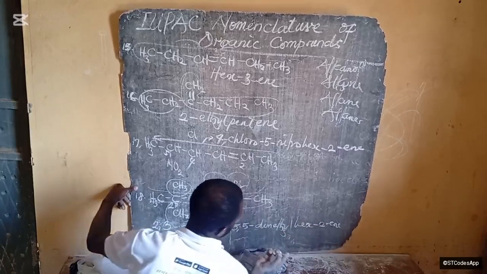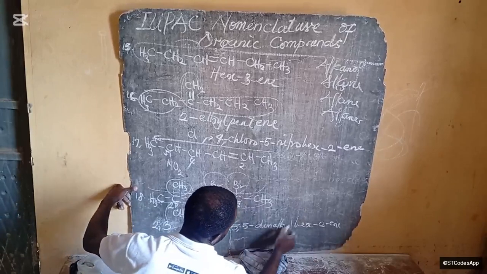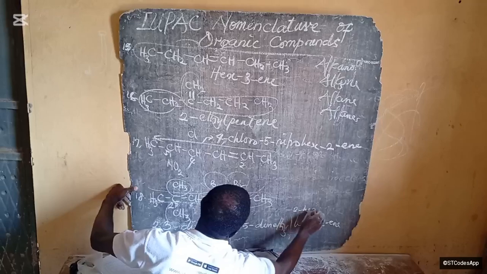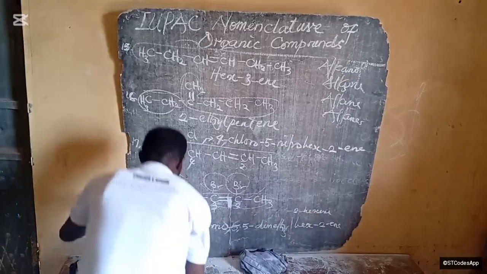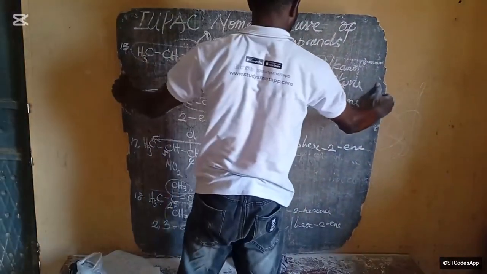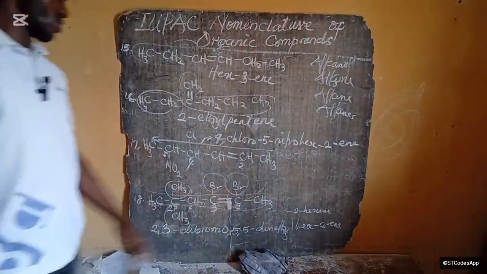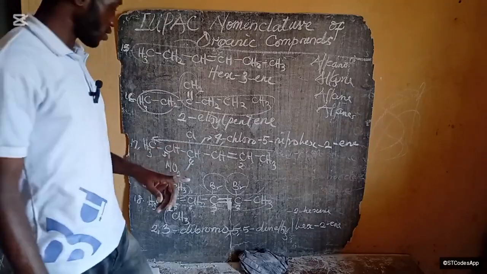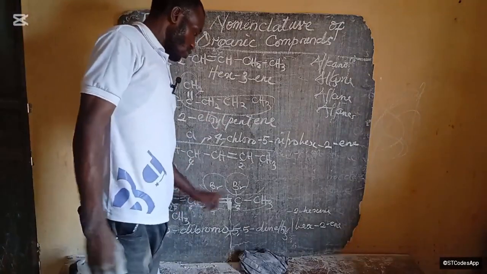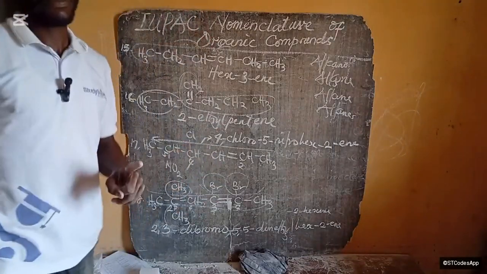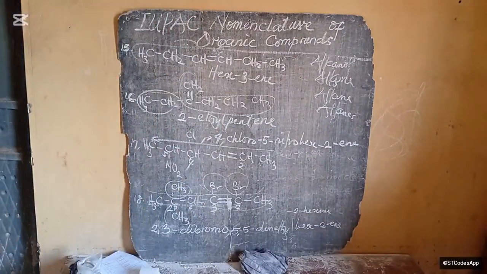Now, there's another way you can name this. You can also say dimethyl-2-hexene, just to show that the double bond is on carbon 2. Please don't make the mistake I almost made then. Your priority should be on the double bond. Is that okay? The double bond.